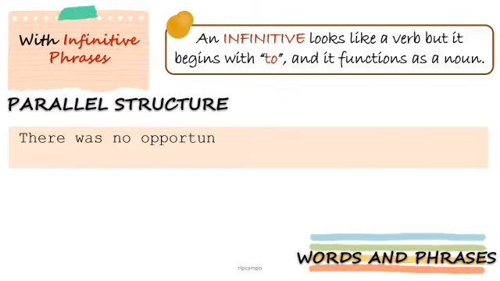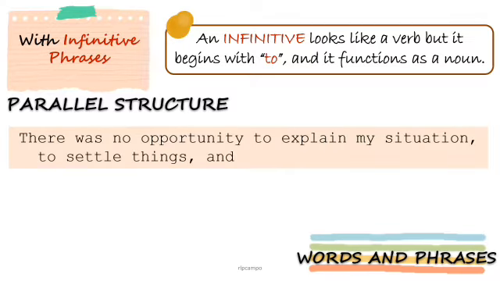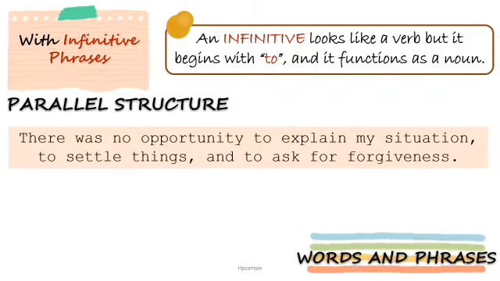Let us have an example. There was no opportunity to explain my situation, to settle things, and to ask for forgiveness. This sentence has a parallel structure because to explain, to settle, and to ask are all infinitives.